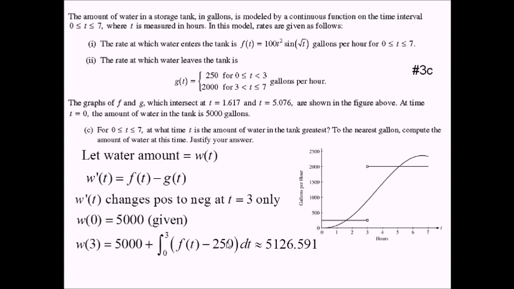All right, continuing on, we want w of 7. So if I want to do w of 7, probably the fastest way to do it is to take the value at w of 3 and just add the integral from 3 to 7 of w prime. So I'm going to start with w of 3, which I'll just plug in this number here. And then I'm going to add integral from 3 to 7 of f of t minus, now the g of t function is actually 2,000 from 3 to 7. So I'm going to do f of t minus 2,000 in there.